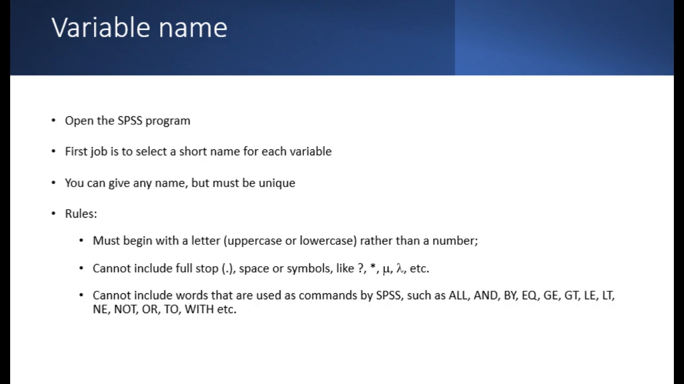Variable name: open the SPSS program. First job is to select a short name for each variable. You can give any name, but there are rules. It must be unique. It must begin with a letter, uppercase or lowercase, rather than a number. It cannot include a full stop, space, or symbols. It cannot include words that are used as commands by SPSS, such as ALL, AND, BY, EQ, GE, GT, LE, LT, NE, NOT, OR, TO, WITH, etc.